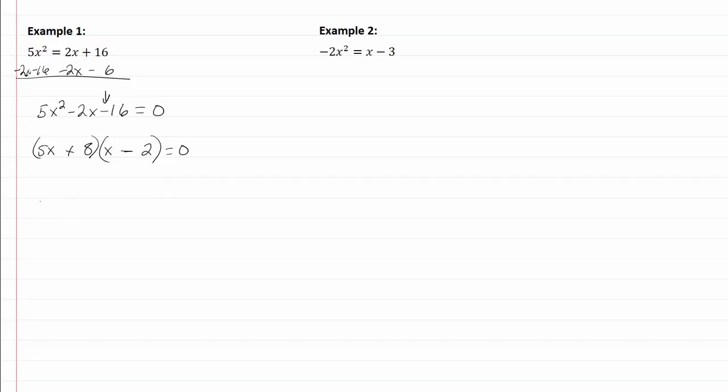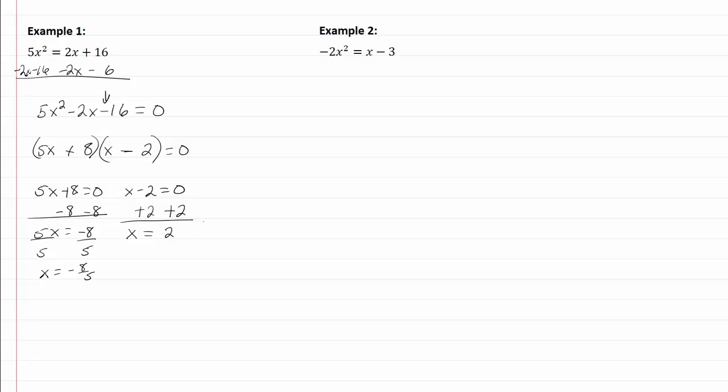We happen to get lucky our first time in solving it. So we set those factors equal to 0. Now we solve, so I'm going to subtract 8 from both sides. I get 5x equal to negative 8. Divide by 5, and x is going to equal negative 8/5. Solve my second equation here. I'm going to add 2 to both sides. I get x is equal to 2. So my solutions for this particular polynomial are negative 8/5 and 2.